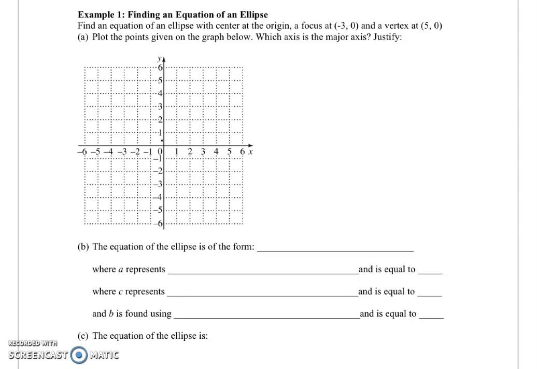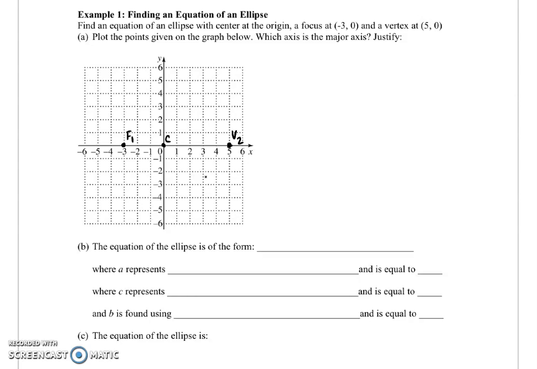So let's plot the points. The origin is our center. I'll label that with a C. One focus is at -3, 0. We'll call that focus 1. And we have a vertex at 5, 0. So we'll call that vertex 2.